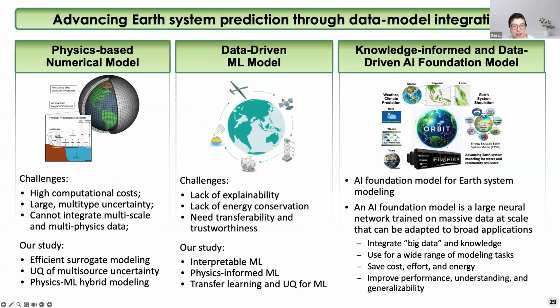Okay, this is my last slide. So this slide summarizes our research on advancing Earth system prediction through the data model integration across 3 modeling paradigms: the physics-based numerical models, data-driven machine learning models, and the knowledge-informed AI foundation models. And each approach has its unique strengths and limitations. And our research integrates data and models, leveraging advanced computational methods and AI machine learning techniques to enhance the prediction capabilities. So through these efforts, we aim to advance the scientific understanding and also support informed decision-making across multiple sectors. So I'd like to stop here and thank you for listening. I'm open to any questions.